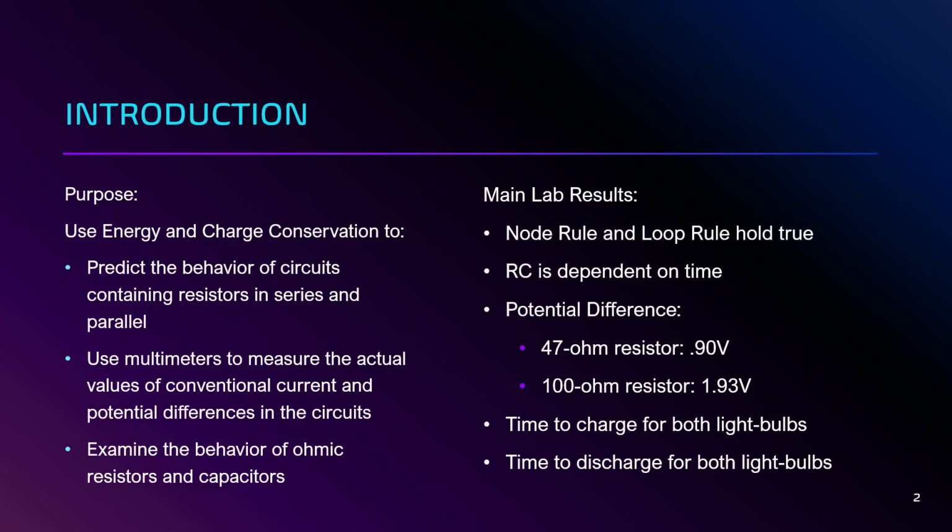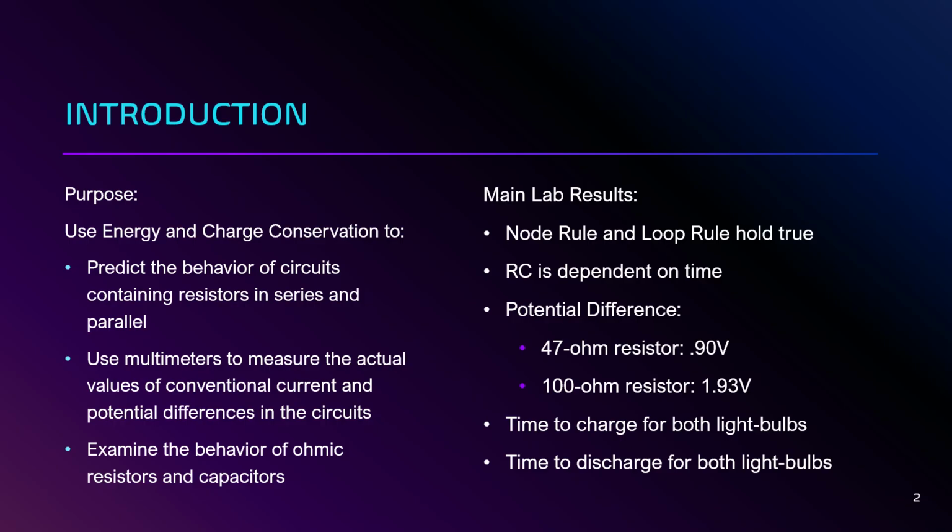Question. The purpose of this lab was to use energy and charge conservation to predict the behavior of circuits containing resistors in series and parallel, use multimeters to measure the actual values of conventional current and potential differences in the circuits, and lastly, examine the behavior of ohmic resistors and capacitors.